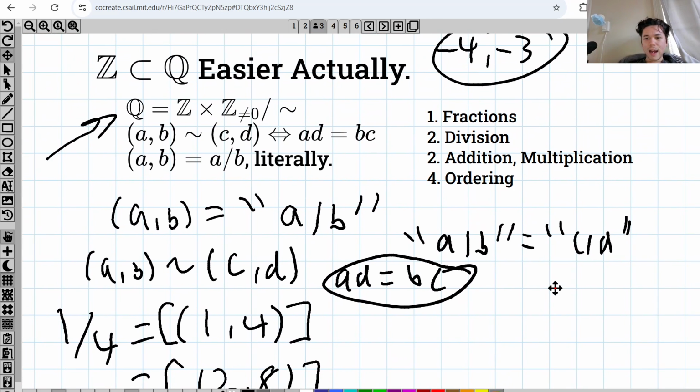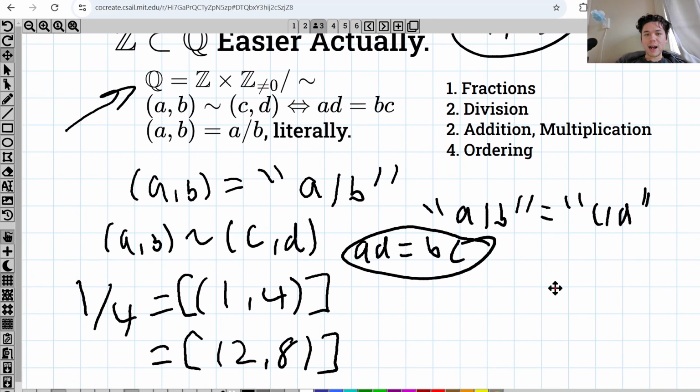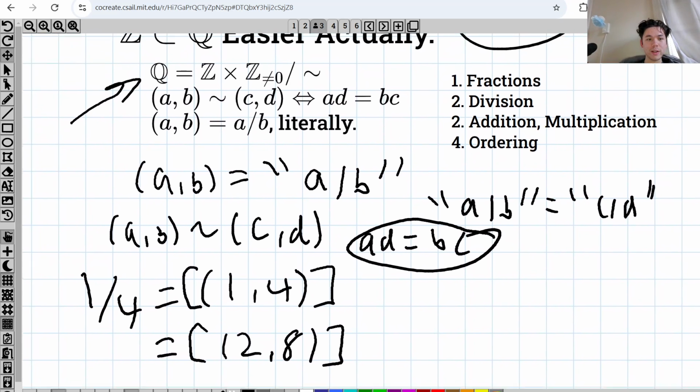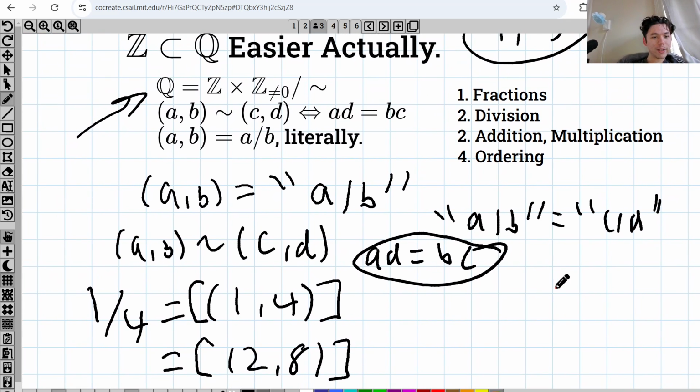And I can check that division works, and I can show how addition and multiplication work with these things, and can show how ordering works. But I think I'm going to do the annoying thing that they often do in math lectures, where they leave this as an exercise. And the reason I'm leaving this as an exercise is because this is actually something that you've already done. That essentially, I wrote here a comma b equals a over b literally.